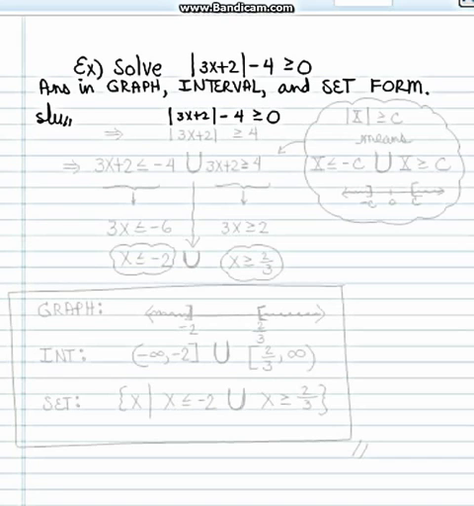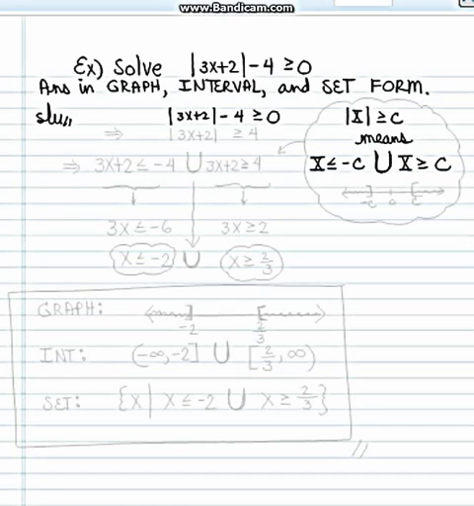So we had seen a note that said when the absolute value of some expression, capital X, is greater than or equal to a number C, it means exactly the following: that the stuff inside, capital X, is less than or equal to the negative of C, union together, don't forget the union symbol, union together with the stuff inside the absolute value, capital X, is greater than or equal to positive C.